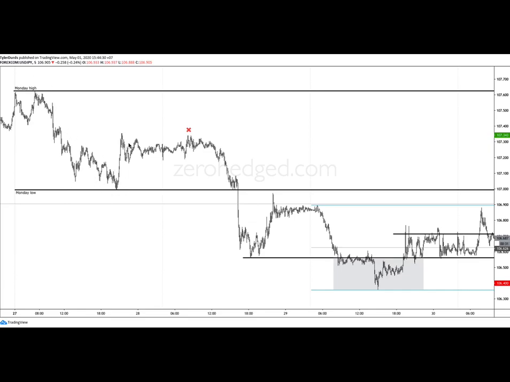Price ranged. Ignore the X for the moment. Price ranged, breaks down, so it takes out Monday's low on Tuesday. Then we had Tuesday's low form. It ranged again, sold off into Tuesday's lows. So we had 1, 2, 3. On Tuesday we took out Monday's low. On Wednesday we took out Tuesday's low. So that's almost like a 1, 2, 3 triple stop pattern.